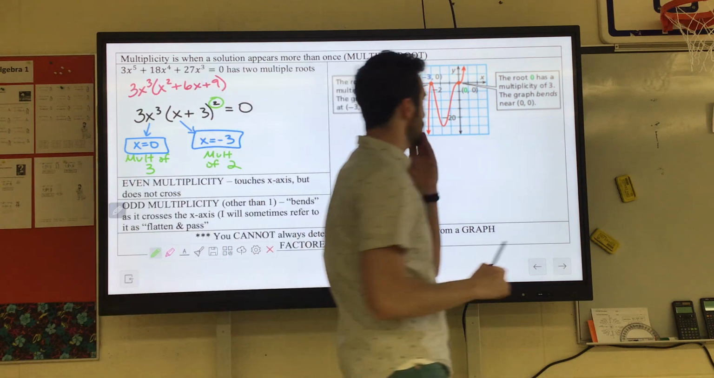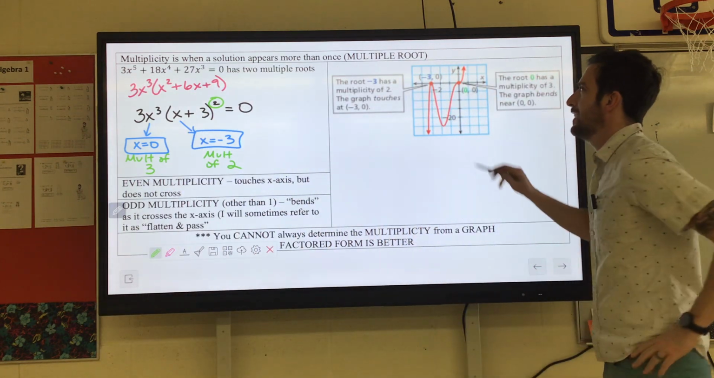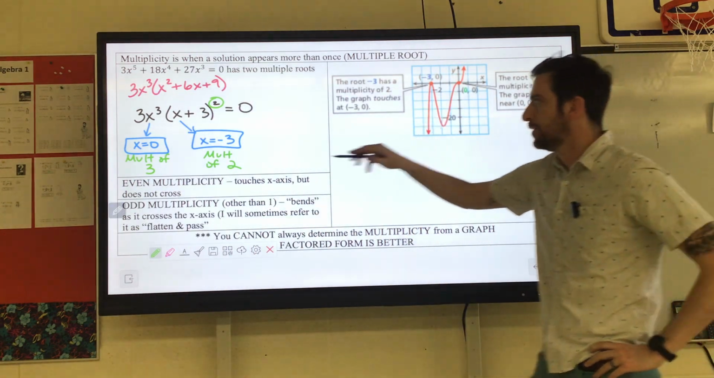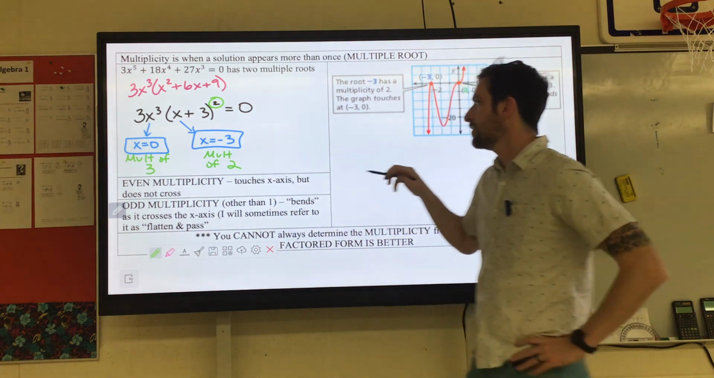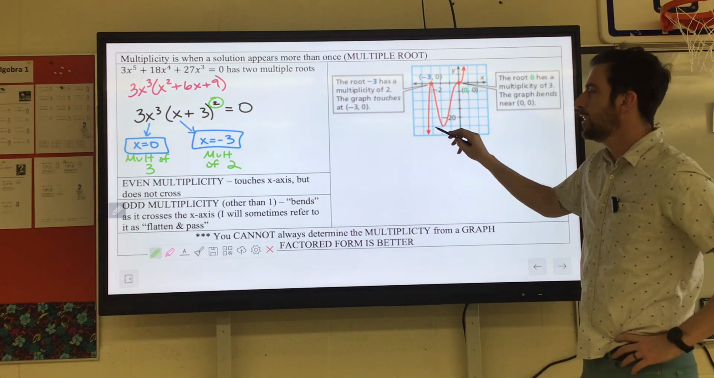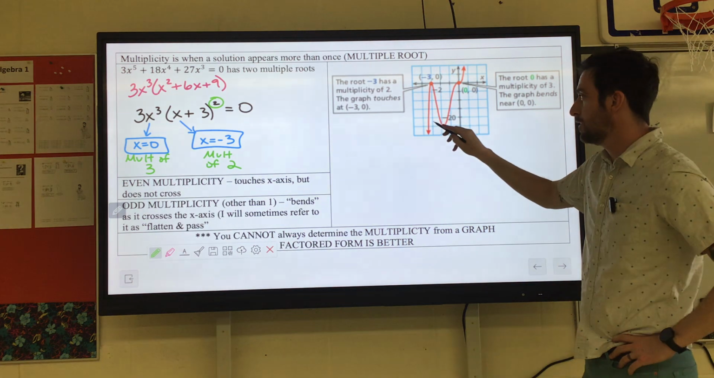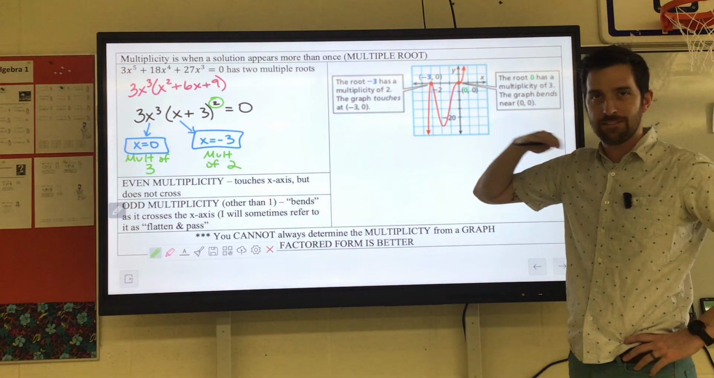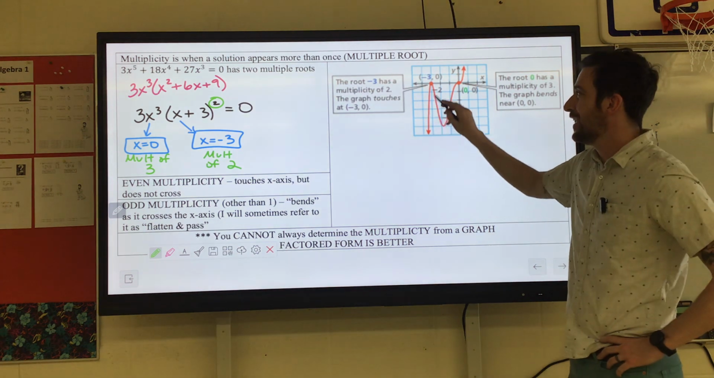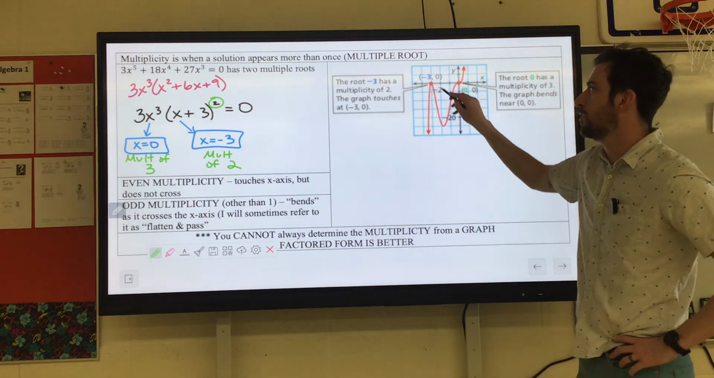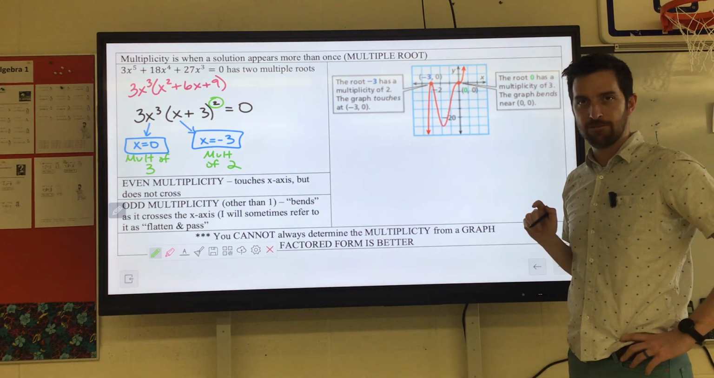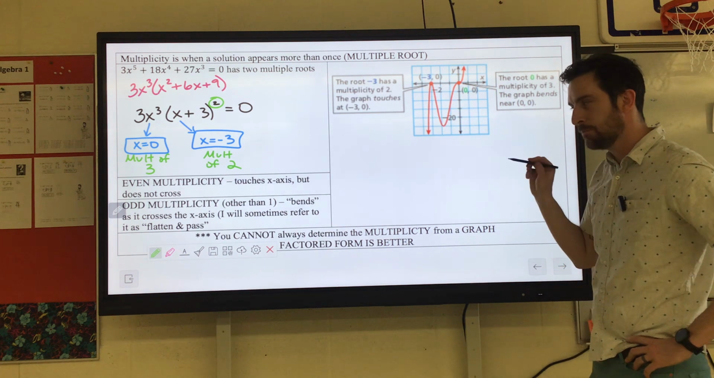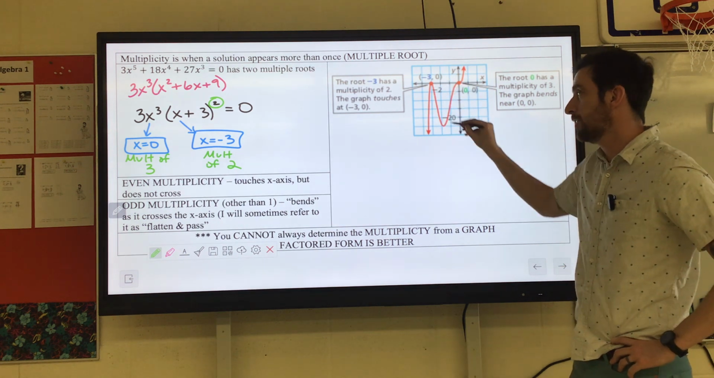Now if you look at the graph, here it is graphed. It hits negative 3, and it says it has a multiplicity of 2. When it has an even multiplicity, what it does is it hits that 0, and again, zeros are always where it hits the x-axis. So it hits at negative 3, and then it just turns around and heads back in the direction. So when it has even multiplicity, you hit it, and you turn around.